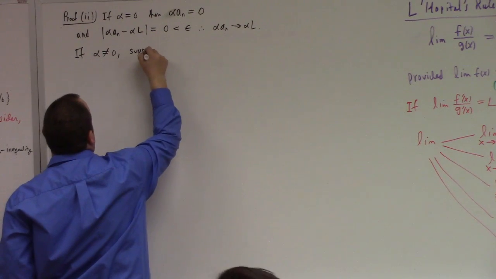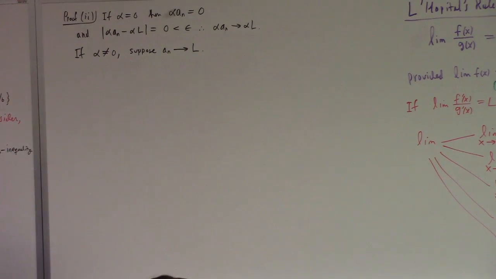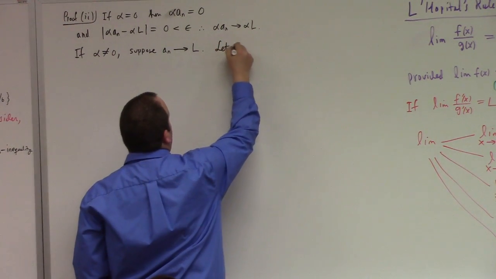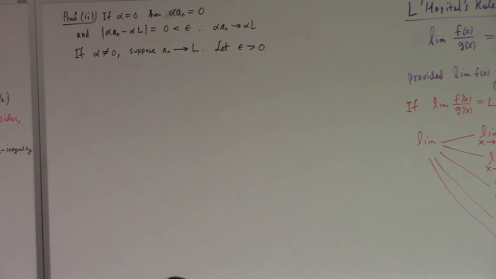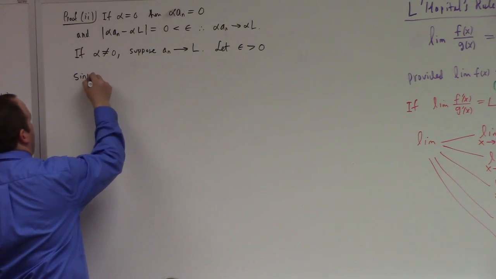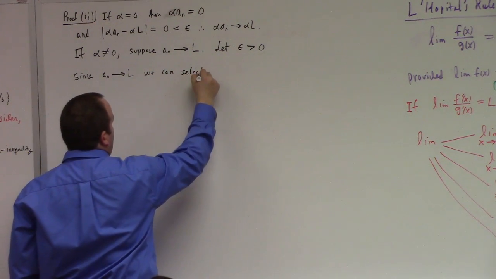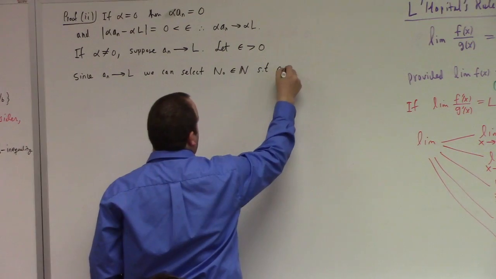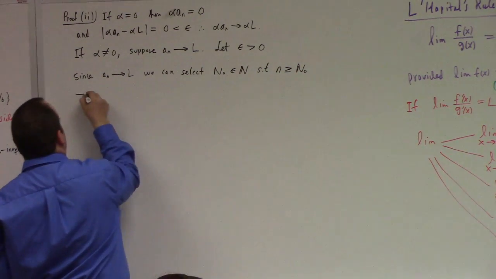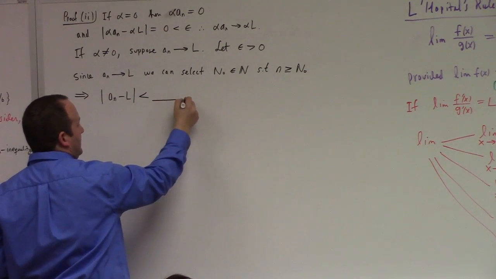Suppose a sub n goes to L. Let epsilon be greater than 0. Then what? Since a sub n goes to L, we can select n sub naught in the natural numbers such that n greater than or equal to n sub naught implies the absolute value of a sub n minus L is less than, you fill in the blank.